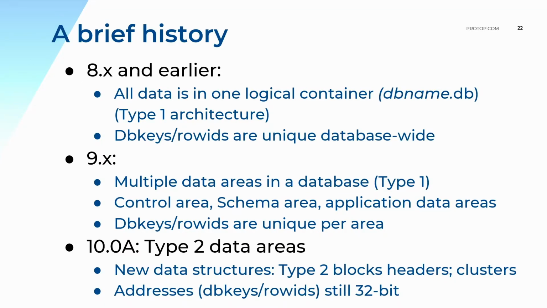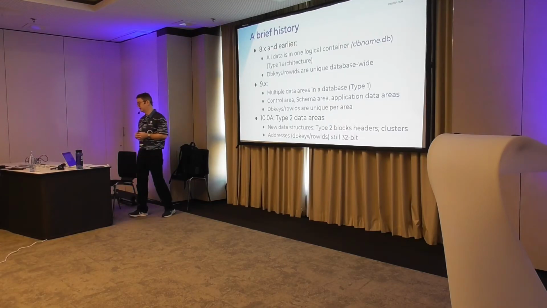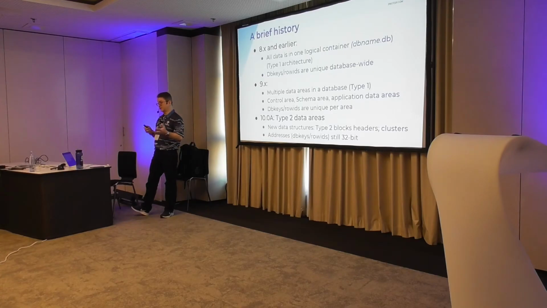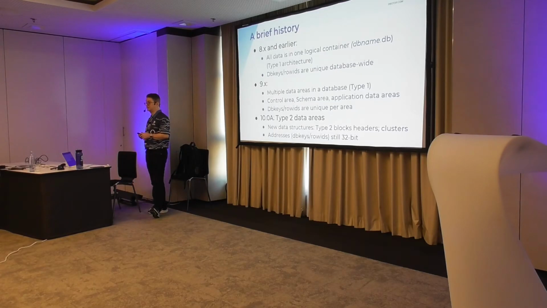Okay, a little bit of history of how storage has evolved. So in V8 and earlier, we just had all of the data in one data container, the DB file. This was type 1 architecture, 32-bit addresses, and those addresses were unique globally across the database because the database was just essentially one file. V9 introduced storage areas, so we could have a schema area and you could have application areas as well. So this changed the paradigm in that now addresses are unique to the area, not the database. And then in V10, we got type 2 areas, not fully implemented, as I said.